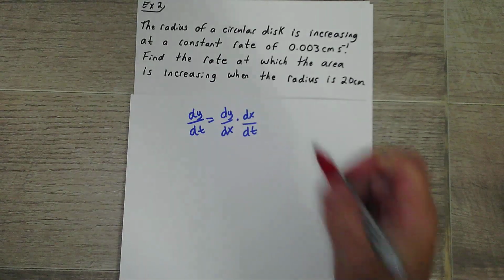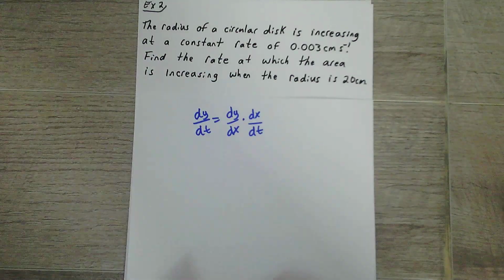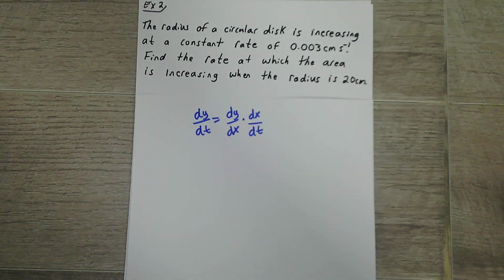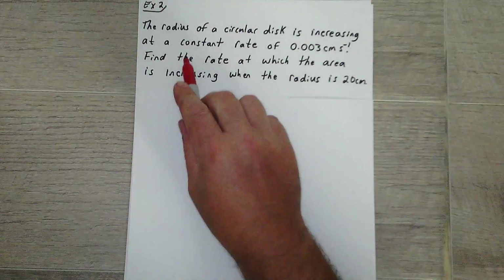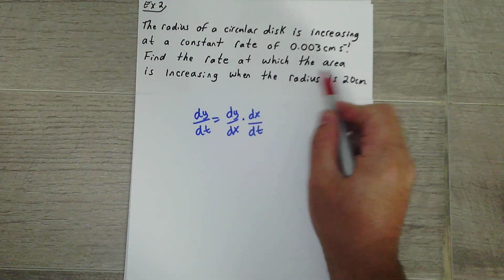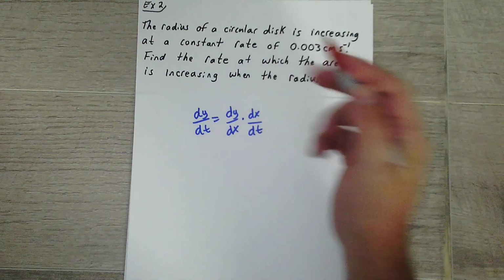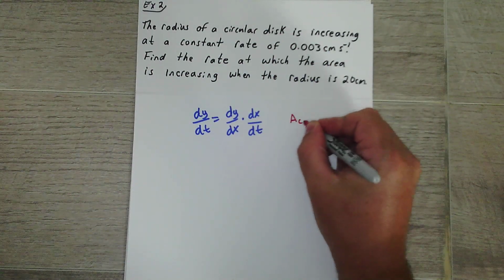Second step is always find out what my equation is, what function I'm dealing with. So you read the problem. The radius of a circular disc is increasing at a constant rate, so there are some of those keywords, of 0.003 centimeters per second. Find the rate at which the area is increasing when the radius is 20 centimeters. Okay, so we know we're dealing with area. Area of what shape? A circle, so area of a circle. So we know that is going to be important.